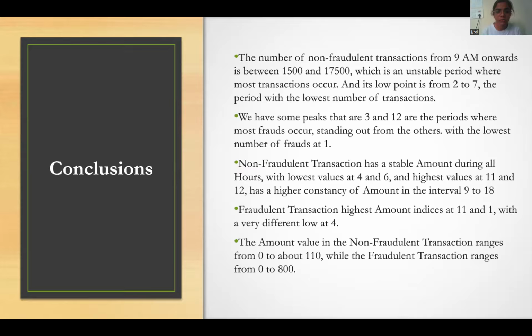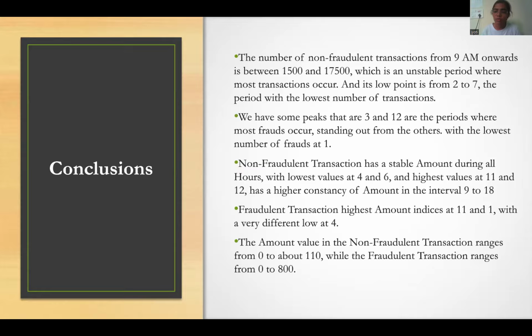The second conclusion was that we have some peak values at 3 a.m. and 12, which are the periods with the most fraud transactions. At 3 and 12, a very high number of transactions occurred which were fraud. And at 1 o'clock, there was the lowest number of fraud transactions. Non-fraud transactions have a stable amount during all the hours, with the lowest value at 4 and 6 and the highest value at 11 and 12.